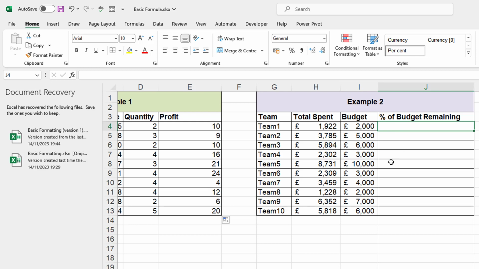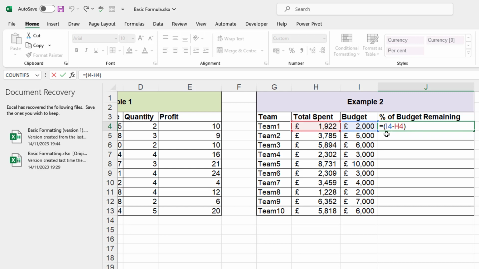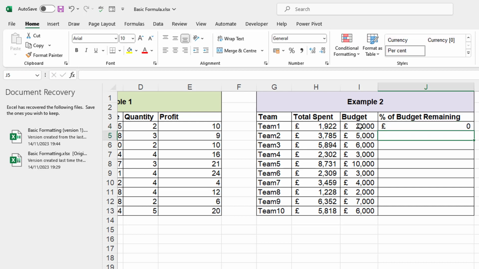So it's similar to the previous operation. I have to say equals, and I'll enter the brackets first, the budget, take away the total spent. I just check that first, so that's given me 78, that's correct. Then I need to know what 78 is as a percentage of the original budget, so I just divide that by the original budget. Now this will give me the answer as a decimal. Okay, so now I'm getting something that looks like a proper decimal number.